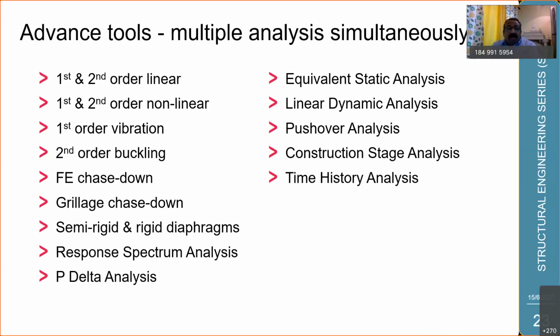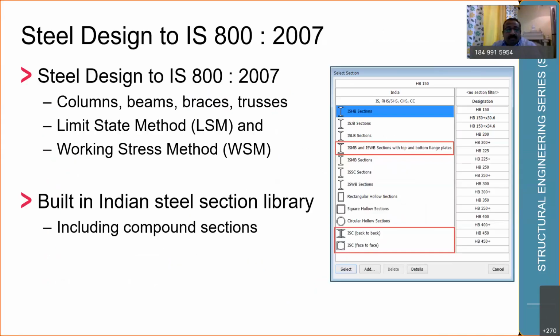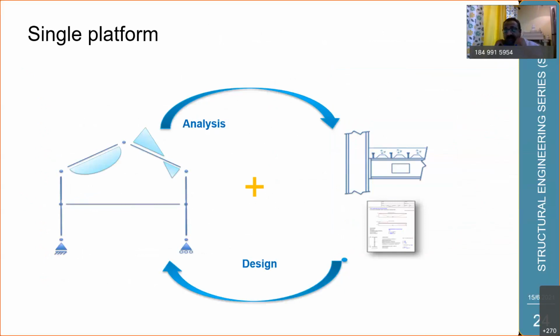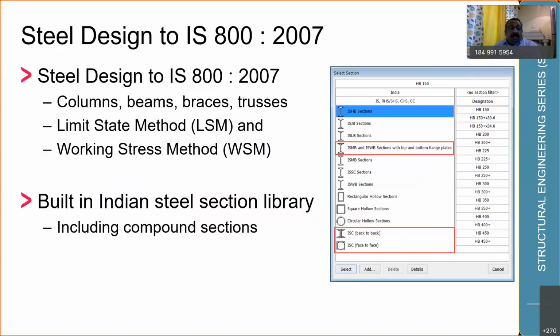Based on the project requirement, one can select the analysis method or type that is possible. And as I said, when you have the single platform, it is very easy to do multiple iterations where we do the analysis and design at the same time. And if there are any changes, because we start from the conceptual model and repeat it, the iterations are required. That also we can do here very easily. That is possible. Okay. And coming to the concrete design and the steel design.